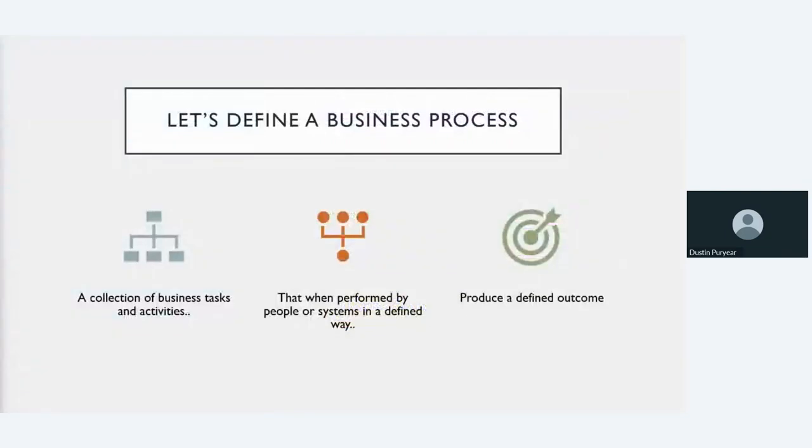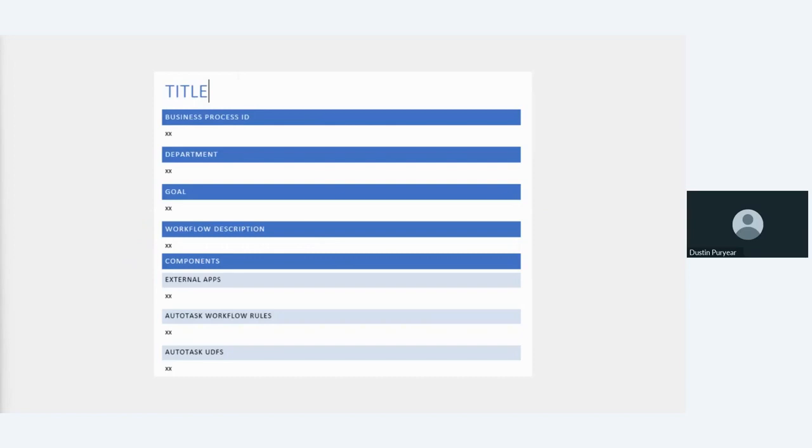So let's quickly define a business process. It's a collection of business tasks and activities. We're aware of this, right? So it's where you want the end state to be, and you want to get there in a well-defined way, right? It produces a defined outcome. So knowing that, let's see what this looks like.